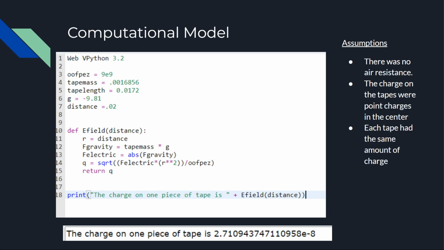To do this computational model, we had to make a few assumptions: that there was no air resistance, that the charges on the tapes were point charges in the center, and that each tape had the same amount of charge.